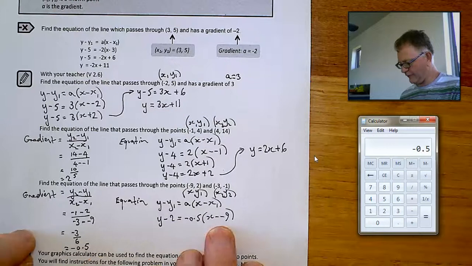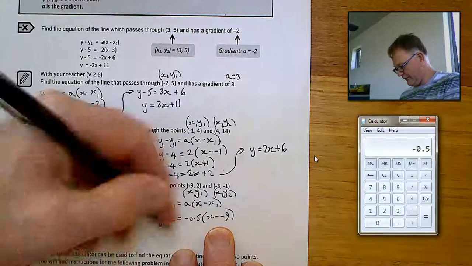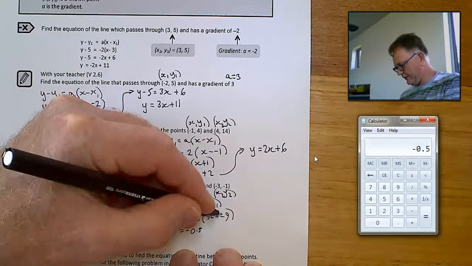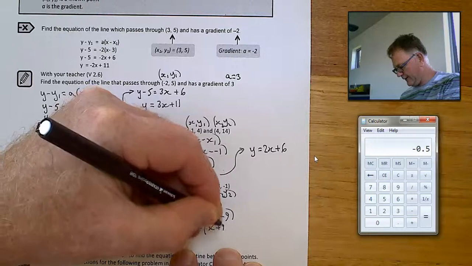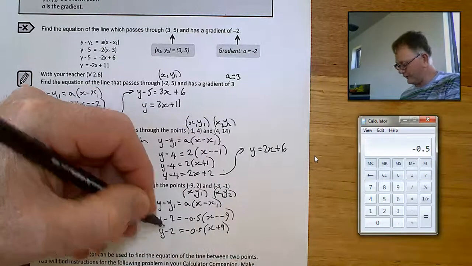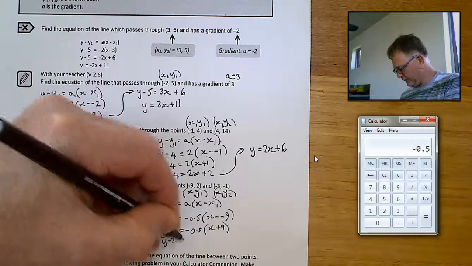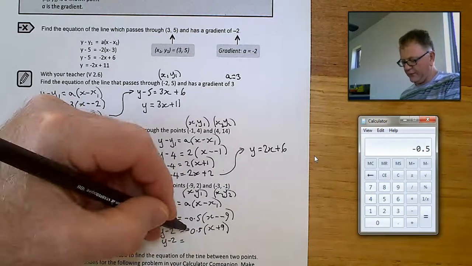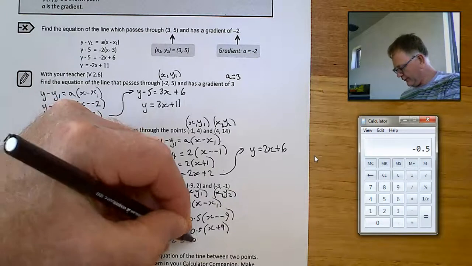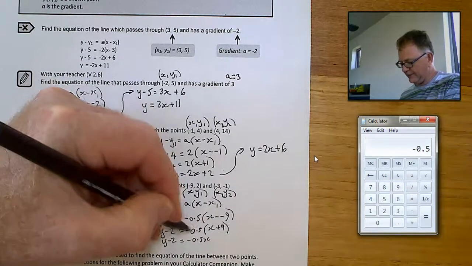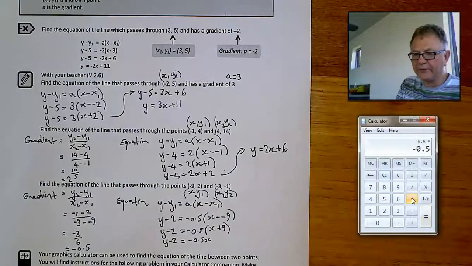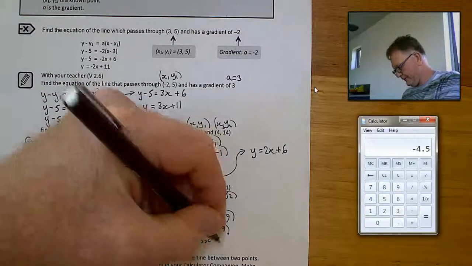Okay, this has come up a lot in our questions. It won't always come up, but let's simplify that. Y minus 2 equals -0.5 times x minus -9, which is the same thing as x plus 9. Now I'm going to multiply out these brackets. Y minus 2 equals, this -0.5 applies to both this and this. So it's -0.5 times x, -0.5x, and -0.5 times 9. It's already on my calculator there, so I can times it by 9 equals -4.5.